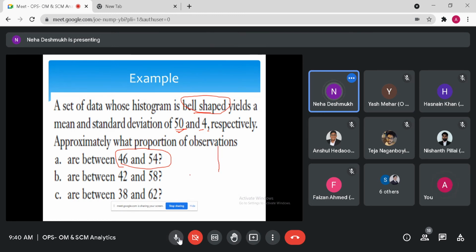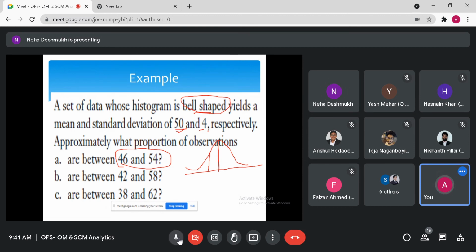Now, 99%. How to calculate this? Ma'am, 50 minus 4 and 50 plus 4. Aditi, how to calculate this? This is your 50, right? And standard deviation is 4. Let me finish first.